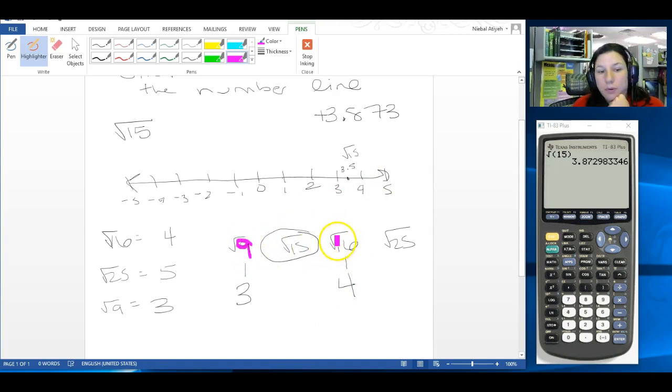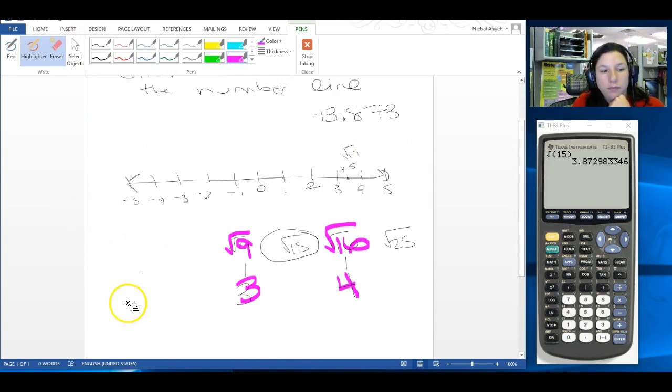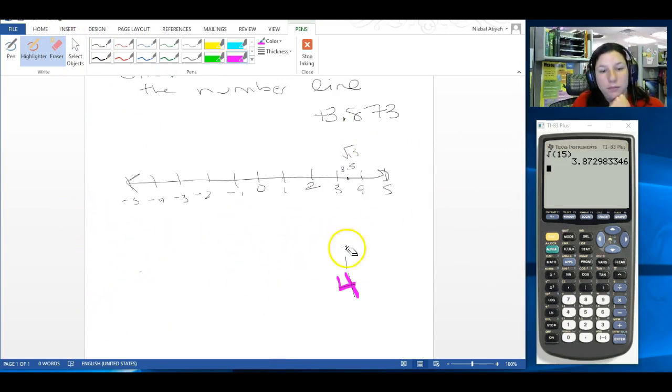Look for the closest perfect squares. Okay, those perfect squares, when you take the square root, you get a nice whole number, and then place it that location on the number line. Okay. Be careful with your negatives, right? So for example, let's say I have the square root of 6.